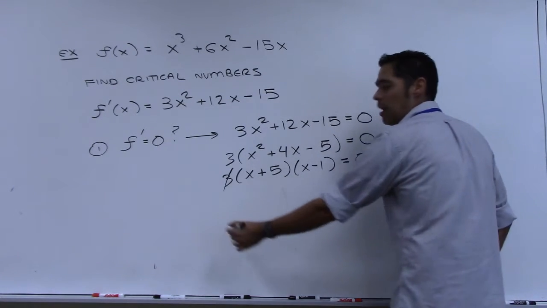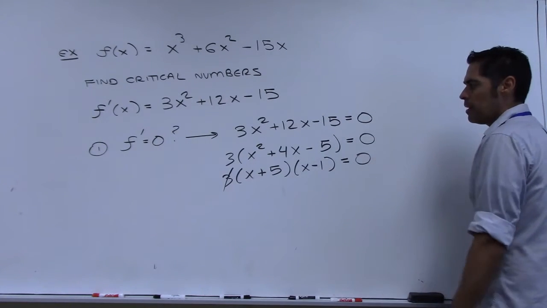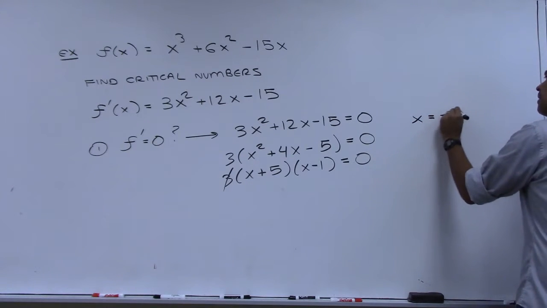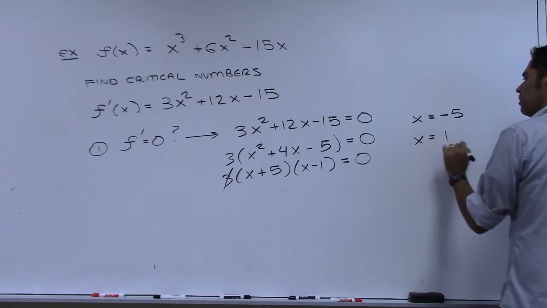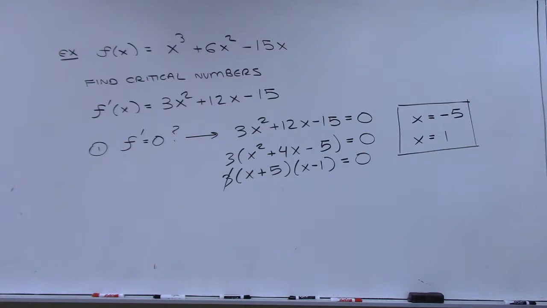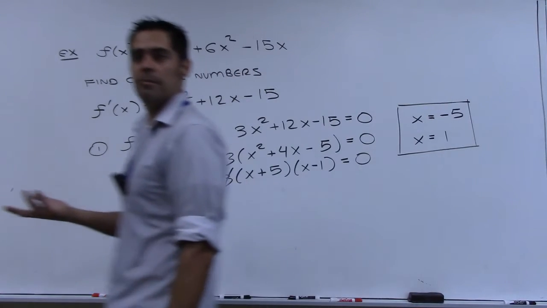You can chunk the 3, right? 3 can never be 0. Just divide both sides by 3, it's gone. So what are our two critical numbers from here? Negative 5 and positive 1, right? These are two of our critical numbers. These are the values that if you plug them into the derivative, you get 0, right?